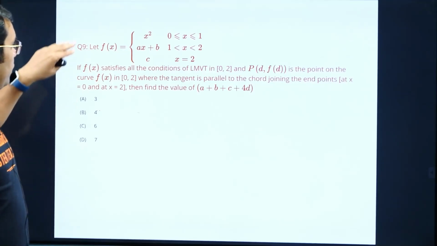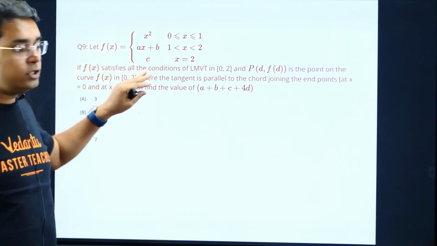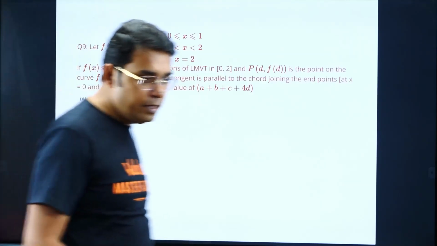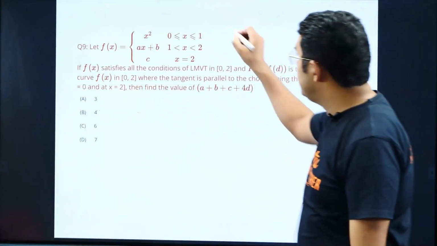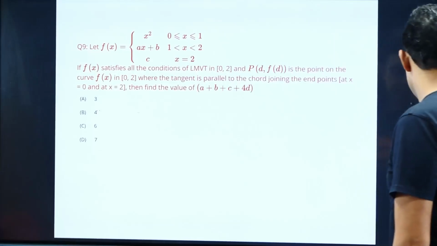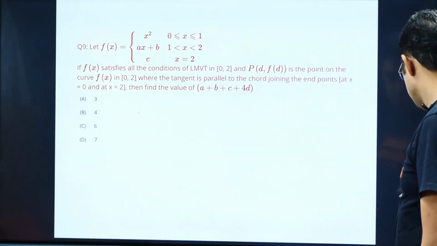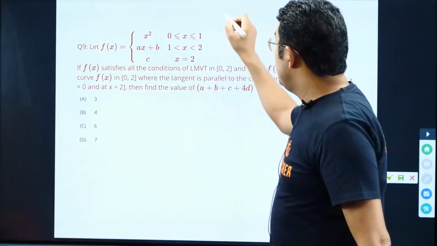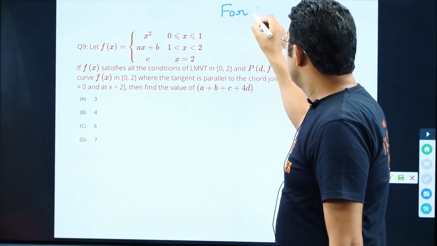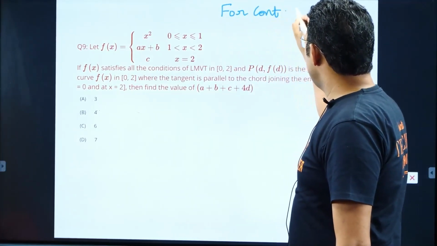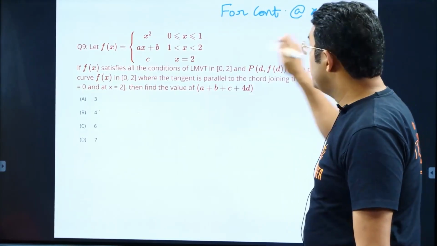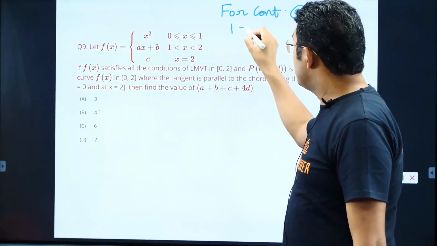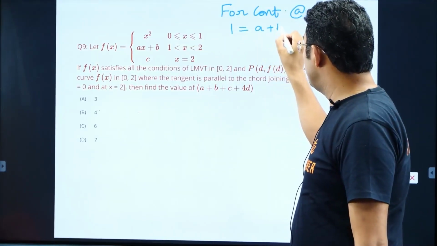Now first of all, because f(x) satisfies the conditions of LMVT, it should be continuous and it should be differentiable. I think these parts are not difficult. Let me do the calculation here. For continuity at x equal to 1, the left hand limit and value is 1, and the right hand limit is a plus b, so that is one equation.